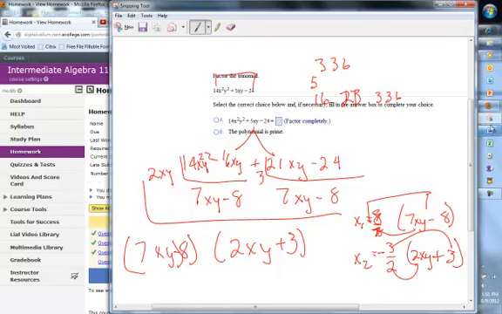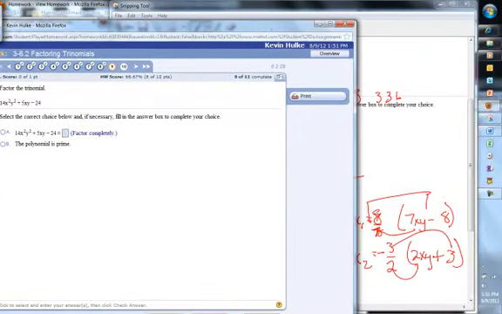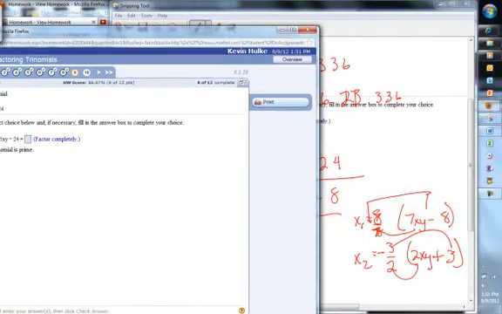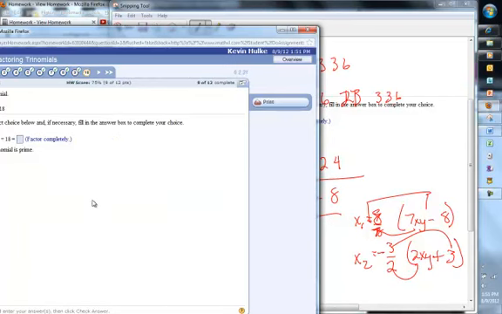So our factored form is, I gotta get it over a little bit more, parentheses, 7xy minus 8 and 2xy plus 3. Oops, I have too many parentheses. All right, next one.